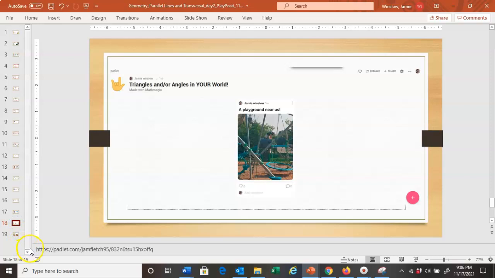Okay, I have a task for you. I'm going to post this link. Hopefully it'll pop up so you can pause it. And I would love for you guys to take a picture in your home, in your neighborhood, in your world, in your environment that shows triangles and or angles.